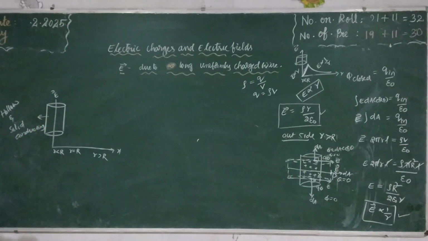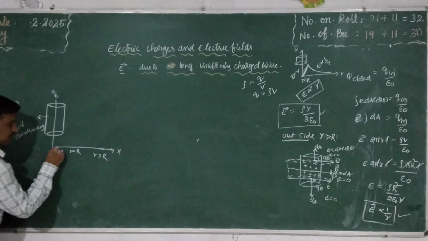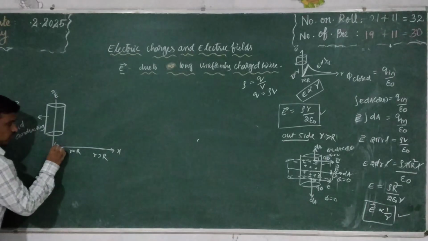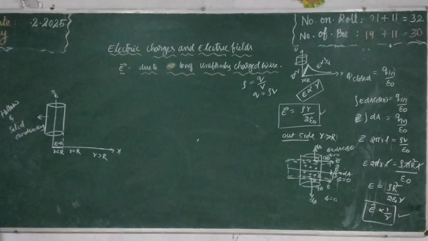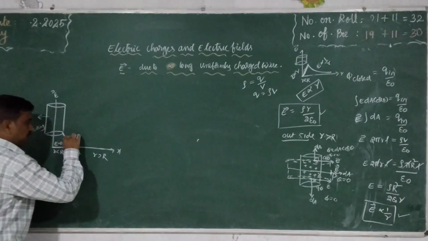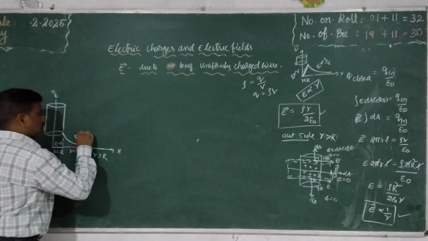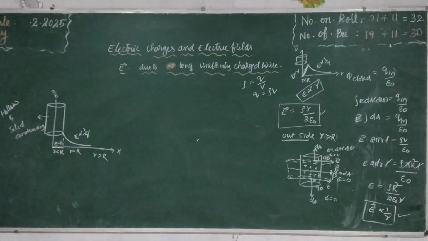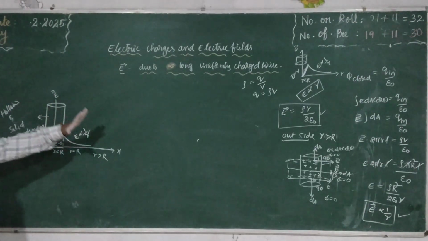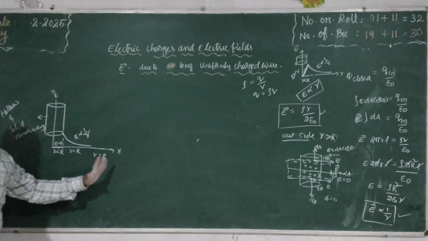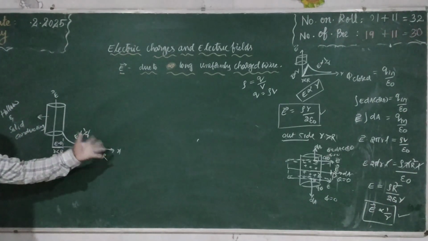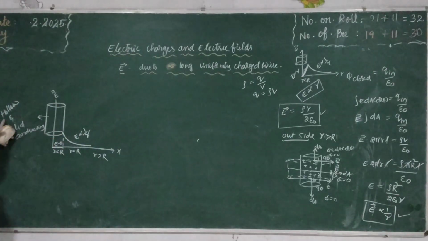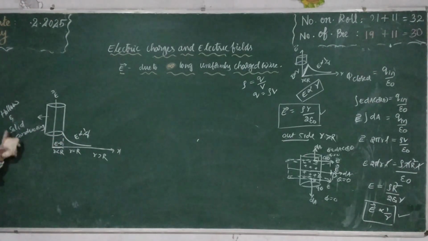For that, what is the electric field? Inside the cylinder electric field is 0. After the surface of the cylinder, what happened now? Electric field decreases, E proportional to 1 by R. This is the electric field versus distance R from the center of the cylinder. Inside is 0, outside is E proportional to 1 by R. This is for hollow conducting, hollow non-conducting, and solid conducting cylinder.